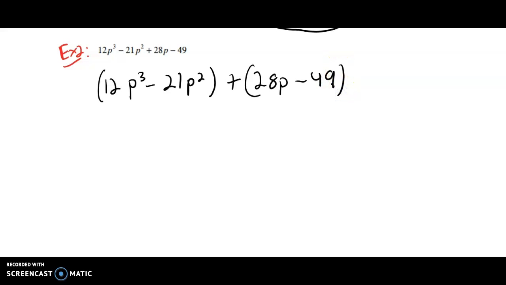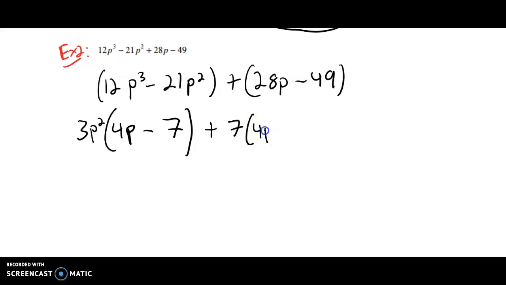Okay, what do 12 and 21 share? That would be 3. We got a p cubed and a p squared. I take the lower one. So 3 times what is 12? That's 4. It was p cubed. We took out p squared. There's a single p left. 3 times 7 is 21, and that was p squared, and we took out p squared, so nothing left. What do 28 and 49 share? That would be 7. Only one of them has a p, so we can't take out a p. 7 times 4 is 28, and 7 times 7 is 49. Color code these.